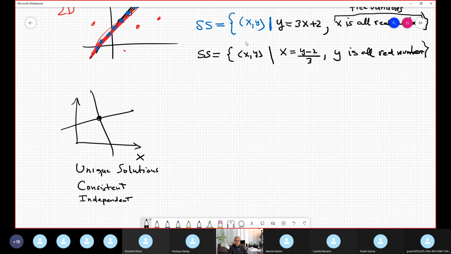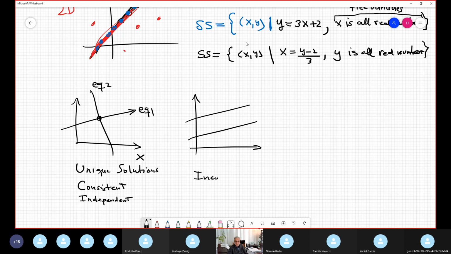Independent means that the graph of equation 1 is completely different from equation 2. We have another possibility, which is parallel lines. So it is obvious that it is inconsistent. No solution. It is equivalent, a synonym, no? No solution and inconsistent are the same thing. No solution, because we have no common point, but the graph is independent.